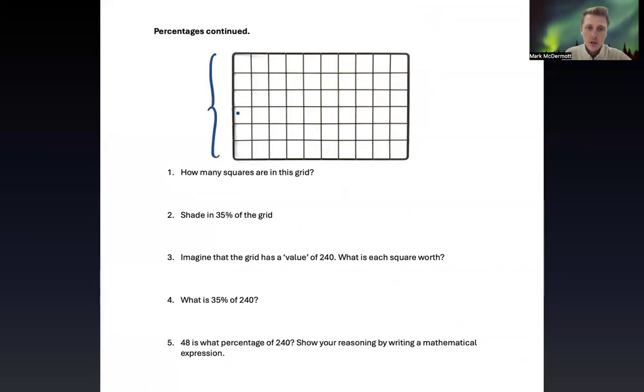This first question says, how many squares are in this grid? Well, 1, 2, 3, 4, 5, 6 that way, and 1, 2, 3, 4, 5, 6, 7, 8, 9, 10 that way. So there's 6 this way, and then there is 10 this way. So there must be 6 times 10, so there must be 60 squares.